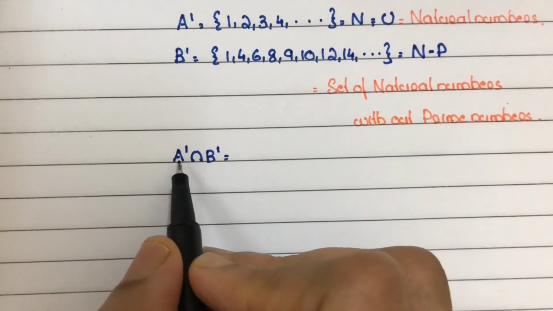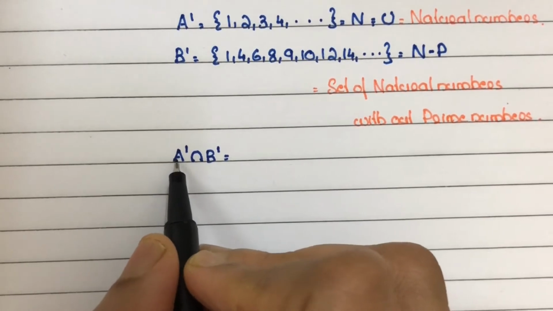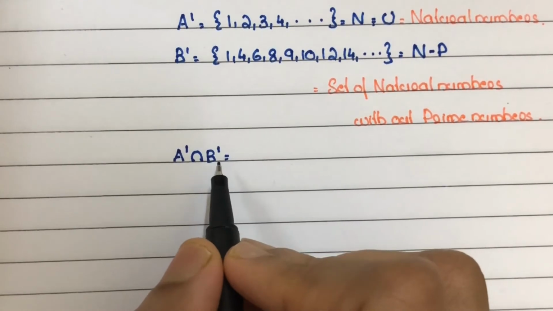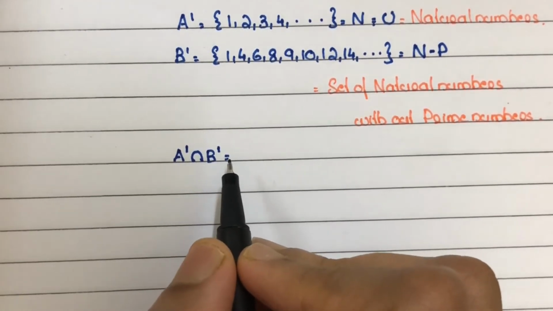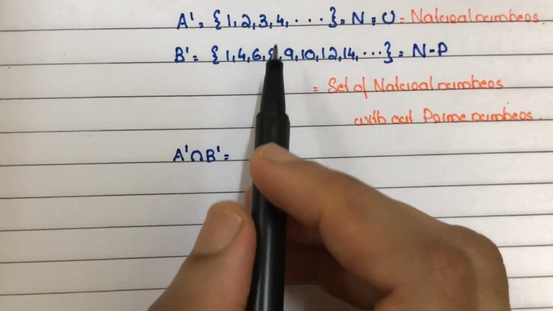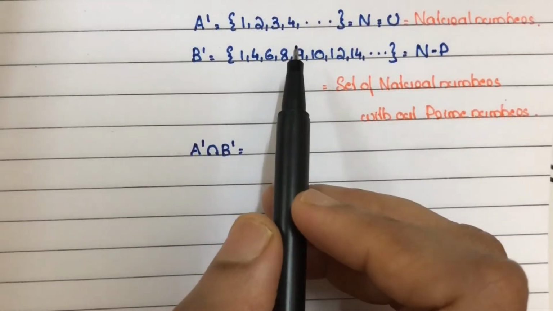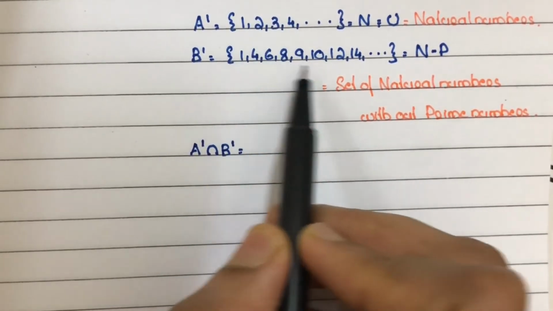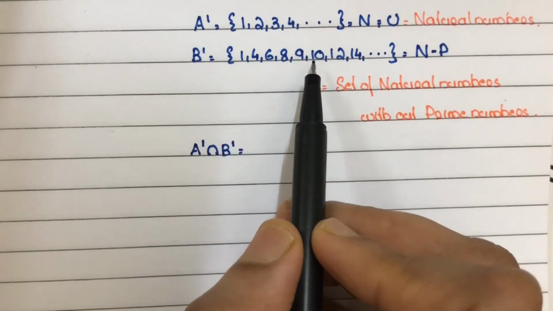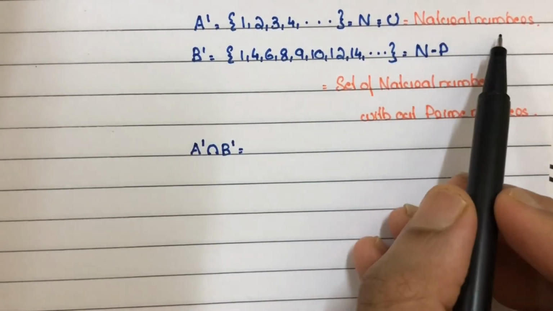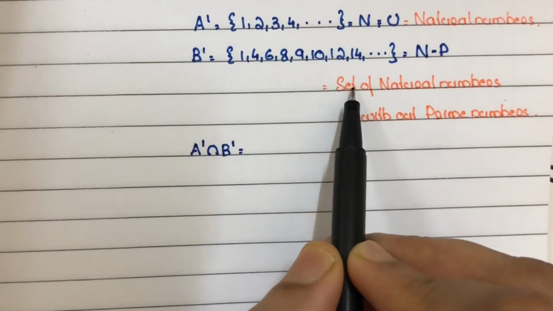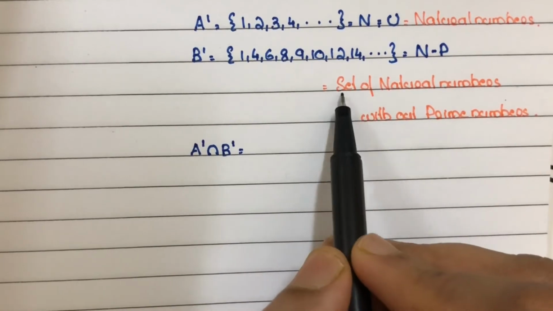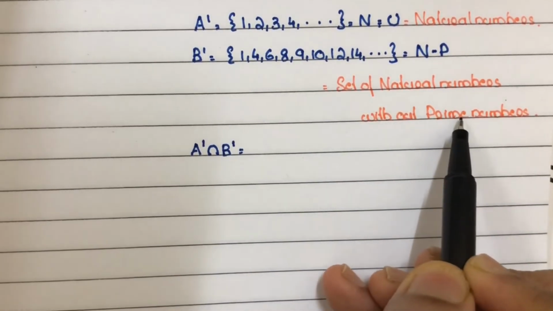And here the question is to find out the value of RHS, that is A complement intersection B complement. By definition, intersection of two sets has the set of elements which are common in both the sets. So here which elements are common? Here A dash is set of natural numbers and B dash is set of natural numbers without prime numbers. So which elements are common? Set of natural numbers without prime numbers, right?